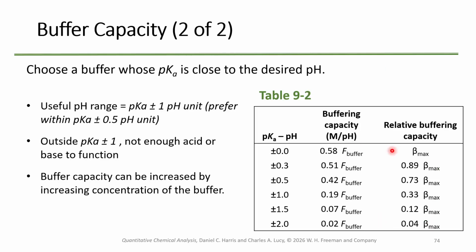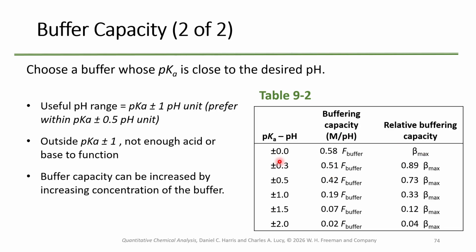The buffer capacity is the real reason we always want to choose a buffer that's very near the pH we want to have. So when you're making a buffer system, you always want that buffer pKa to be very, very close to the pH you want that buffer system to have, whatever pH you want to keep constant. If they're exactly aligned, we're going to get our buffering capacity as about 0.58 times the formal concentration of the buffer. That's going to be our relative buffering capacity right there.